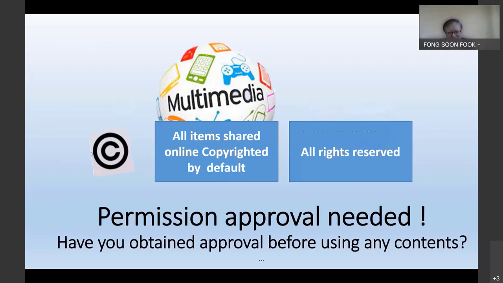When we say copyright, it simply means this: that you need to have permission, approval. Can we use other people's things? The fundamental need is to get approval. So my question is, have you obtained approval before using any content? Especially when we carry out workshops, when we prepare modules, when we prepare PowerPoints, do we get permission from the source, from the author? If not, we must understand that copyright means all the rights are reserved by the author.